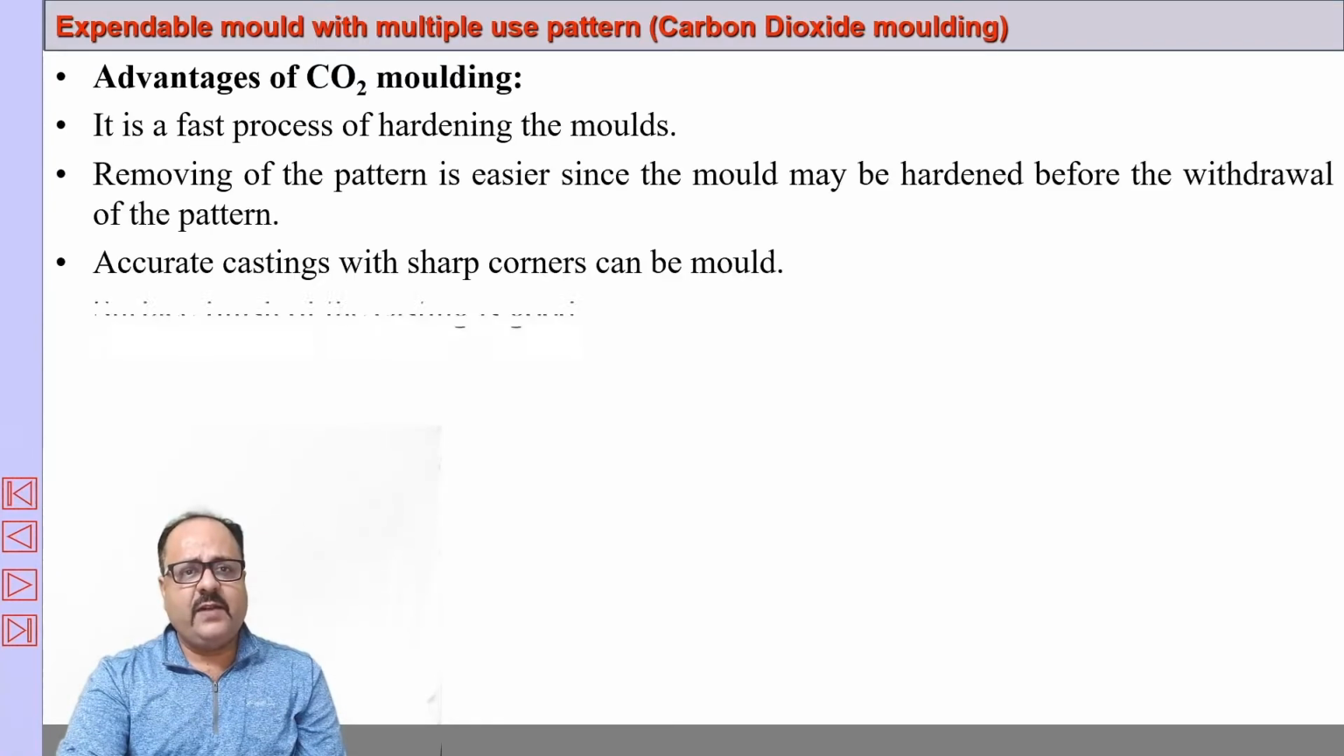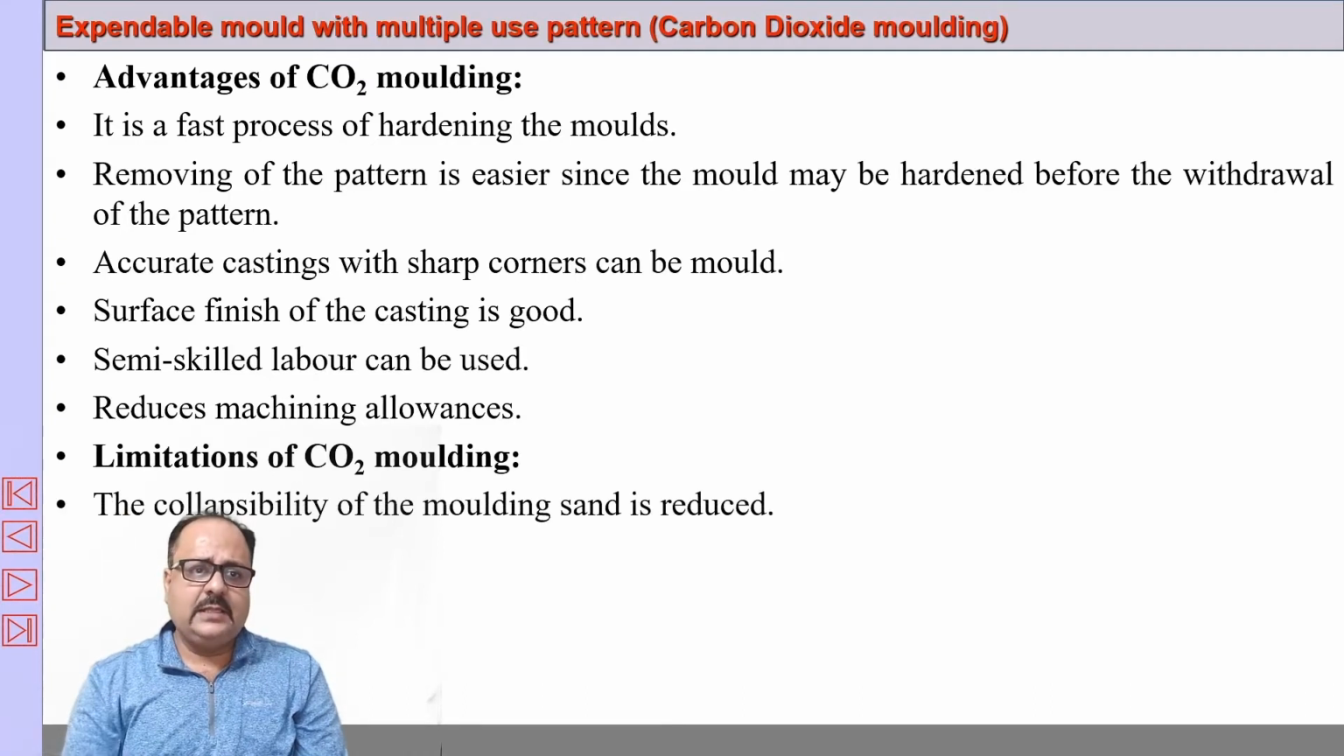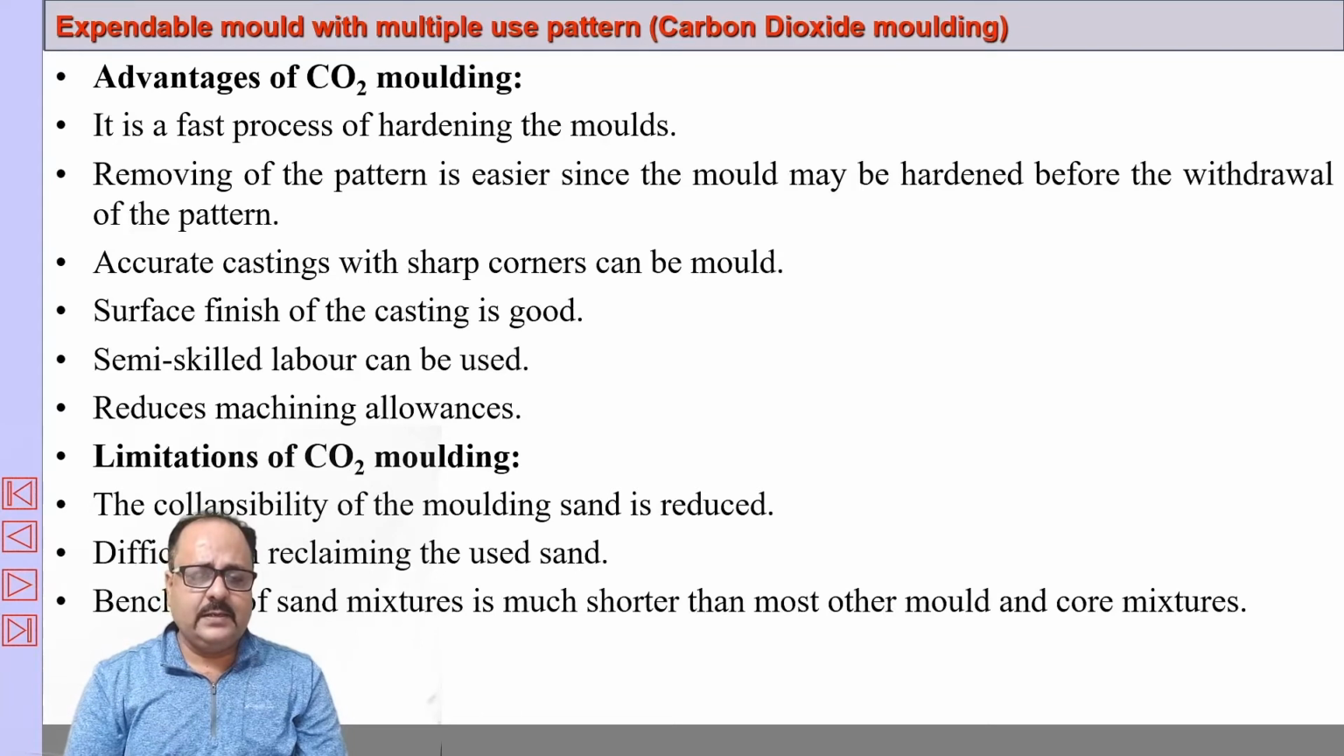So what are the advantages of this process? First, the process of hardening the mold and the removing of the pattern is easier, since the mold may be hardened before the withdrawal of the pattern. Accurate casting with sharp corners can be obtained. Surface finish of the casting is better compared to sand casting. Semi-skilled labor can be used. It reduces the machining allowances. But obviously it has certain limitations also.